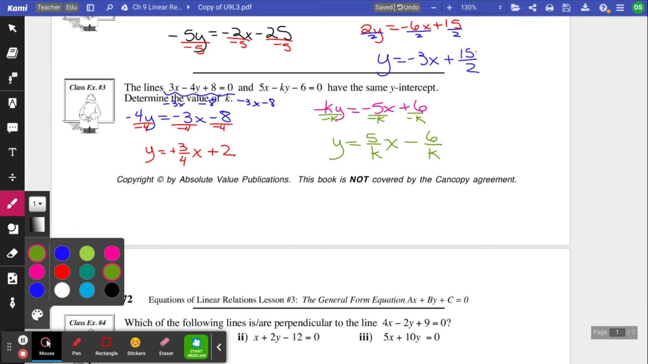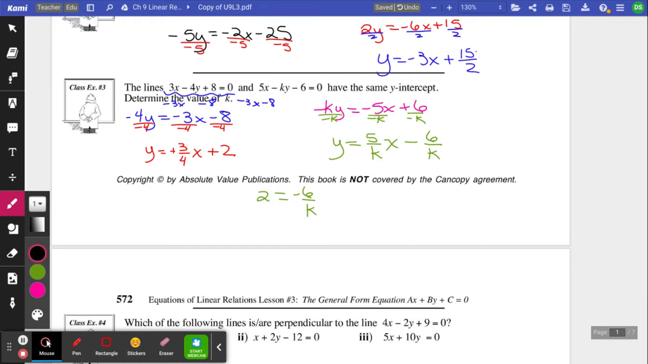Okay, now what? Oh, they're supposed to have the same y-intercept. So what do you know has to be true? K is negative 3. Okay, there's something about a 3 in it. You could make them equal. They're supposed to be the same. That means equal, doesn't it, in math? So 2 is supposed to be equal to negative 6 over k. Agreed? So right now you can kind of figure out what it needs to be. It needs to be a 3, and how about a negative to get a positive 2? You know what I'm saying?